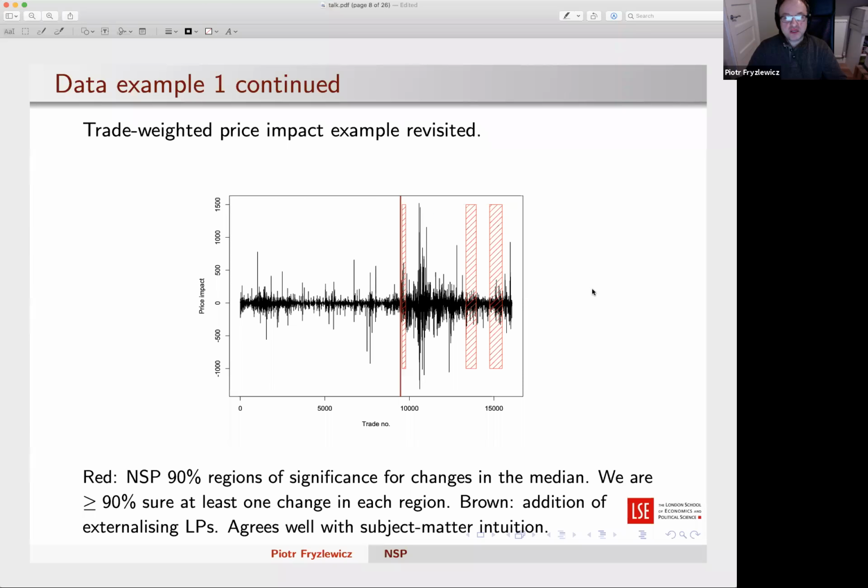And apparently, when I showed it to my collaborator from Deutsche Bank, he was very happy with this result. He said it agrees very well with the intuition from what it should be. So that's an example output from the Narrowest Significance Pursuit.